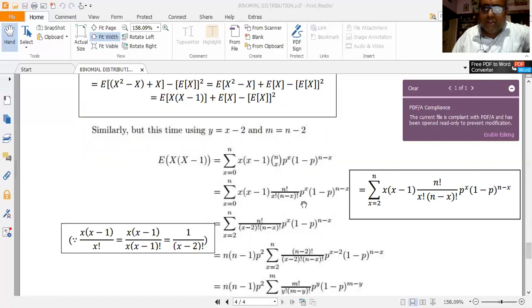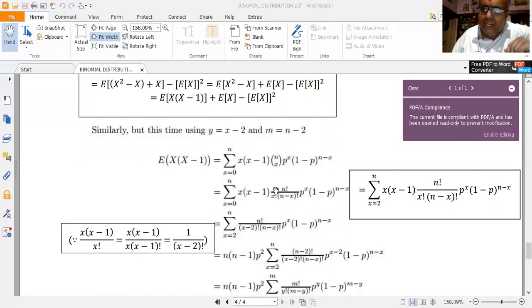Now we are going to do a very, very important expansion here. Let me put x equal to 0. If I want to expand this summation, this would be 0 into 0 minus 1 into this term, plus 1 into 1 minus 1 into this term.